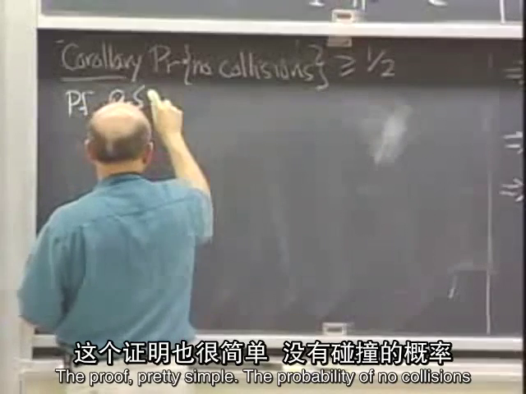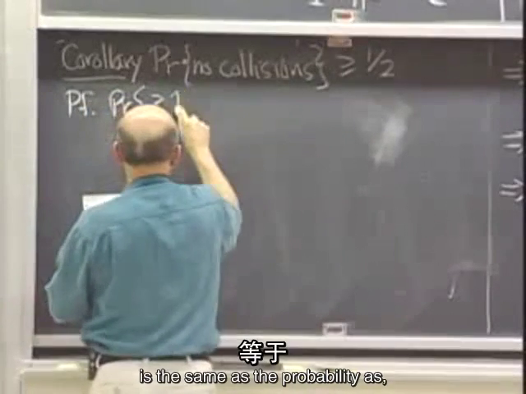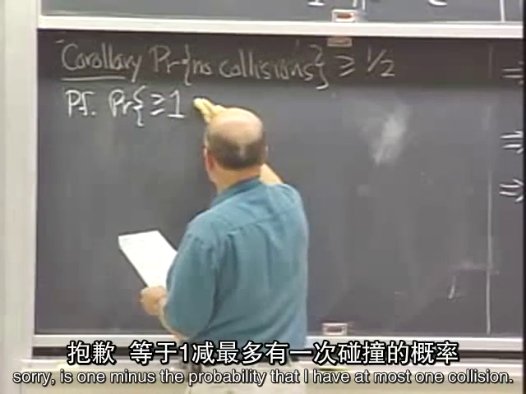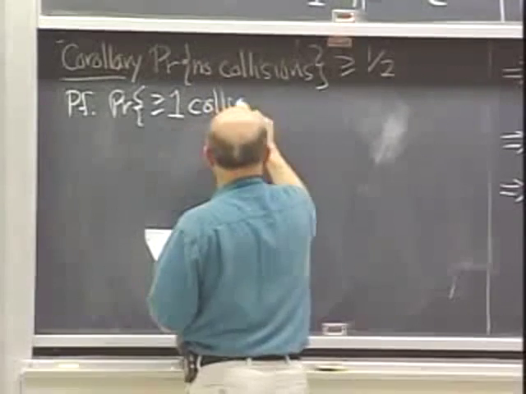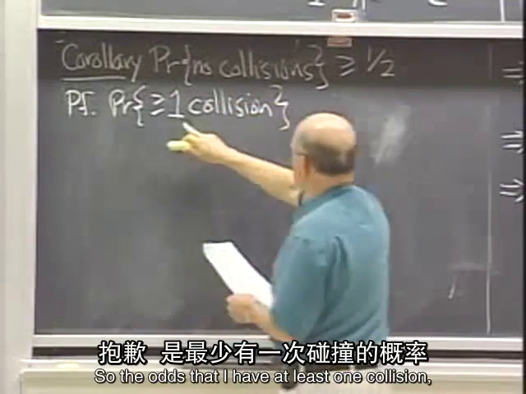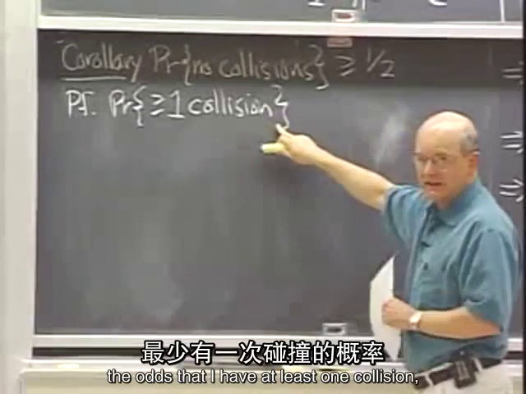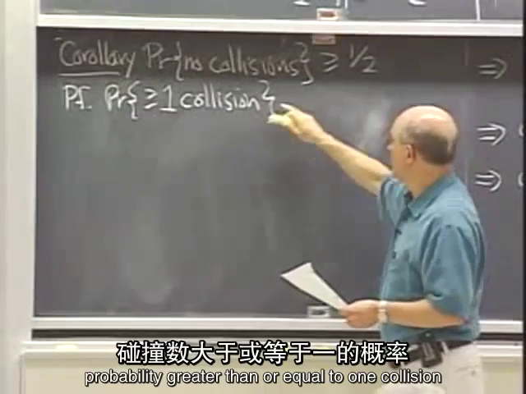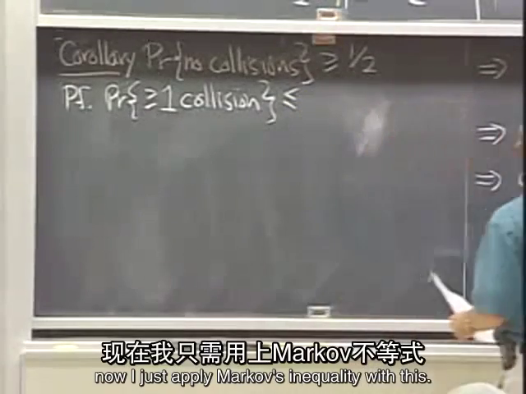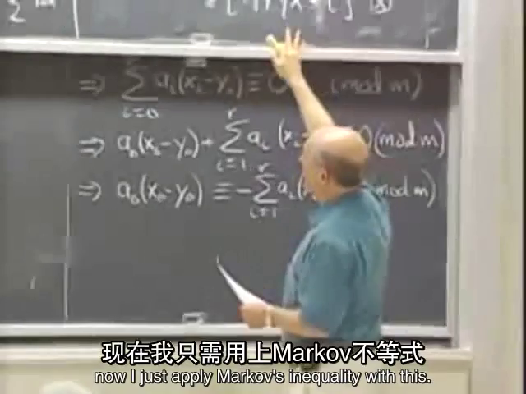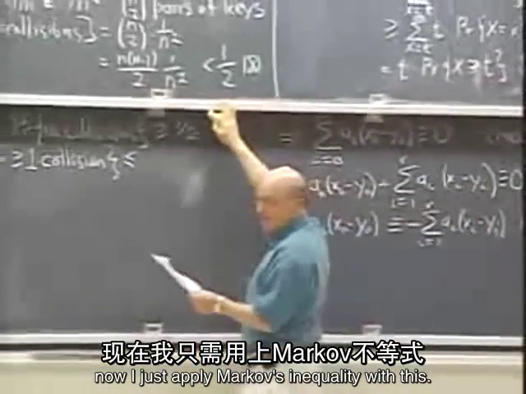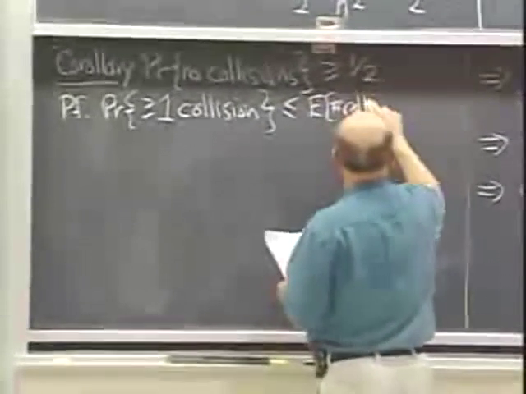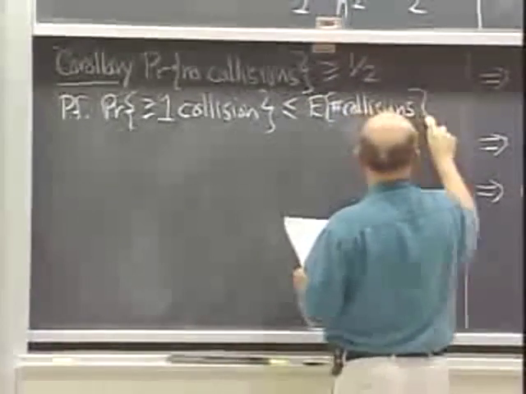The probability of no collisions is the same as 1 minus the probability that I have at least one collision. The probability of greater than or equal to one collision is less than or equal to, now I just apply Markov's inequality, the expected number of collisions divided by 1.